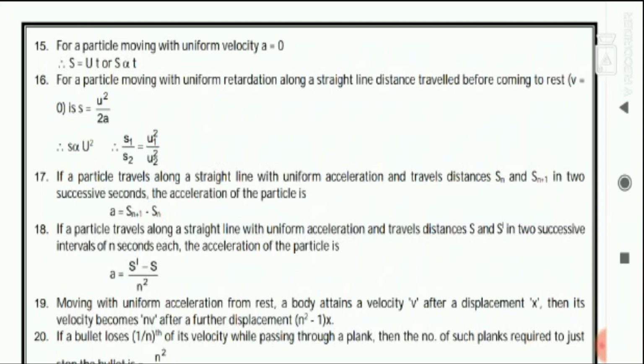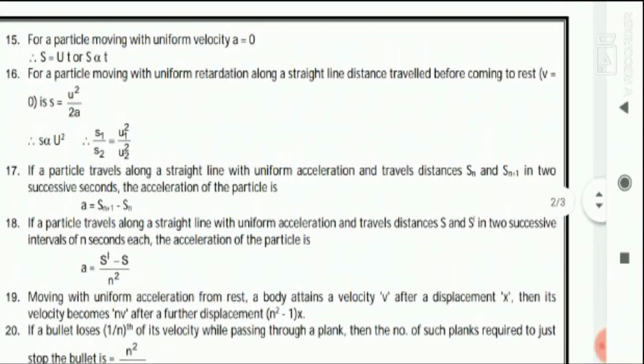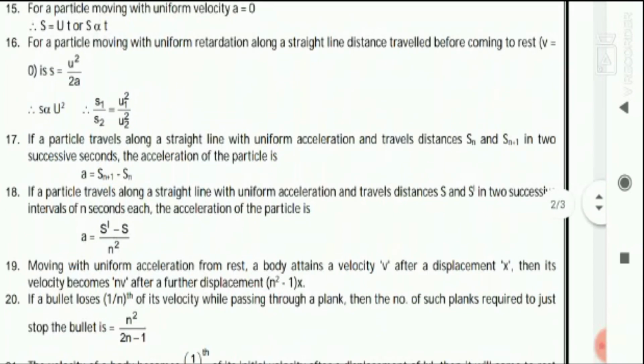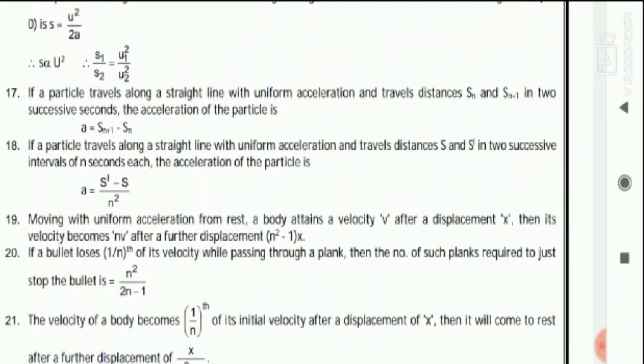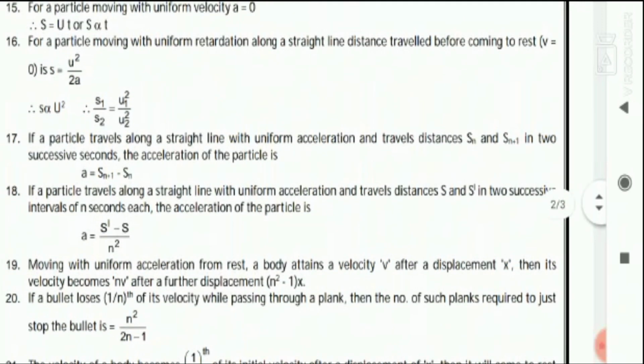Then 16th formula, for a particle moving with uniform retardation along a straight line, the distance travelled before coming to rest is s is equal to u square by 2a. Here you didn't do anything, you substituted 0 in the v square minus u square is equal to 2as formula, and you got this one. Another question is, here only you can write s1 by s2 is equal to u1 square by u2 square in two different cases if acceleration is same.